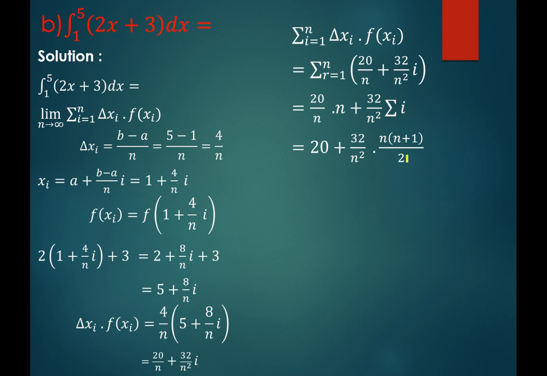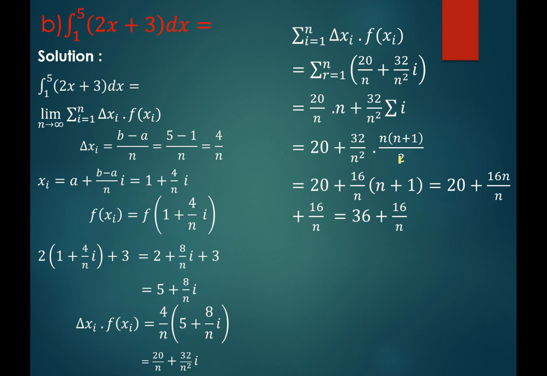Now try to cancel as you can. n here with n there can be cancelled. Here also, this summation will give us that rule, so I can cancel this n up with that n squared down to get n down. And 32, if you divide it by 2, you will get 16. So you'll get finally, after simplification, 2 plus 16 over n multiplied by n plus 1.